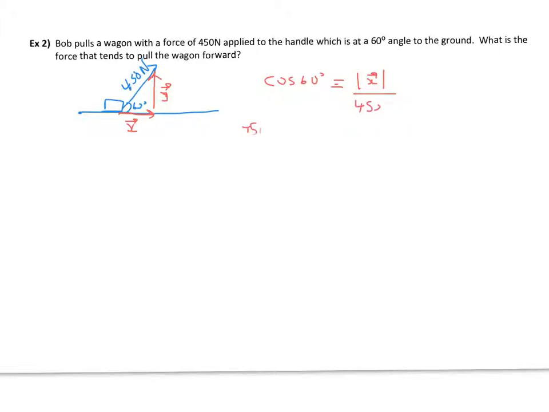So 450 times the cos of 60 degrees gives me the magnitude of vector x. I can put that into my calculator and I get 225 newtons. So x is going to be 225 newtons, and if I put a direction with that, it's going to be moving forward. I don't actually have north, east, south, and west for this question, so forward is going to suffice.